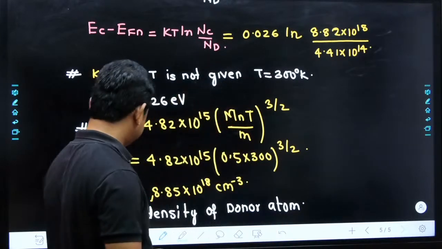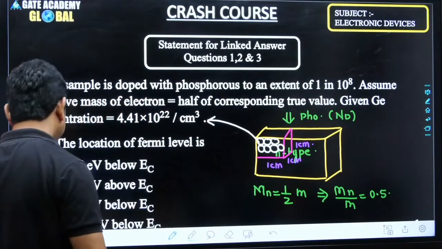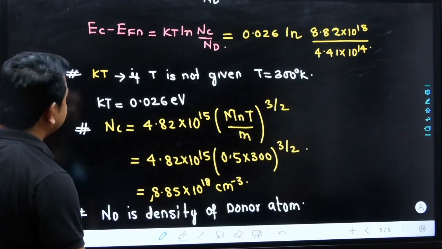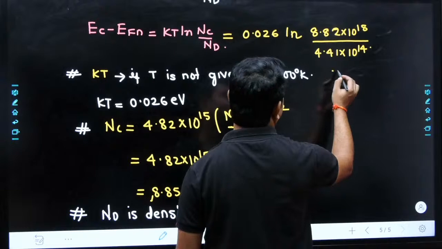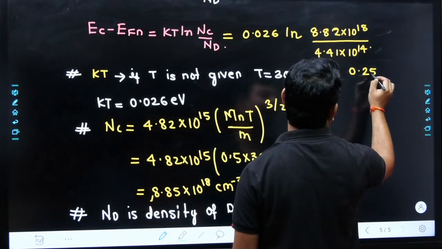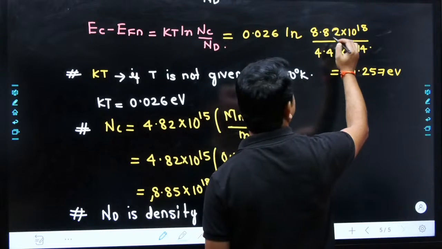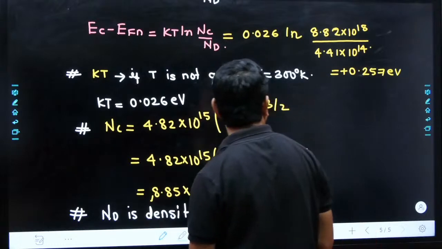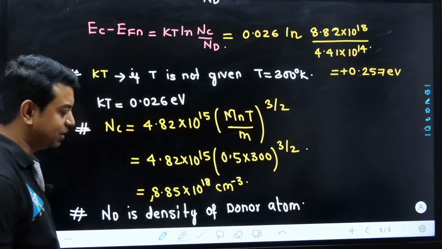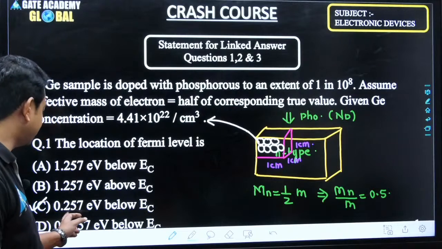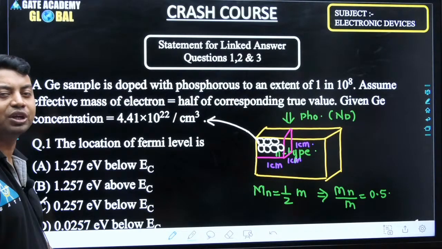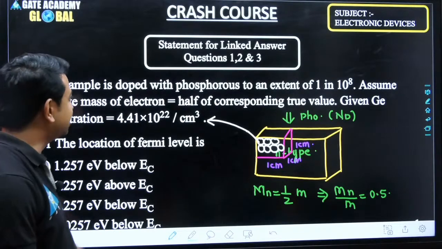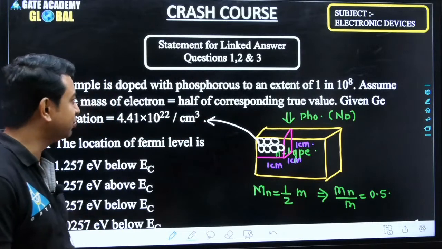Are you getting the same? Yes, some of the students have answered 0.257 electron volt below EC. So this will be the correct answer for this question. Since the numerator is larger than the denominator, we must have a positive value. So the final answer is 0.257 electron volt below EC, because we are finding the relative position of the Fermi energy level in an n-type semiconductor. Here question number 1 we have solved.